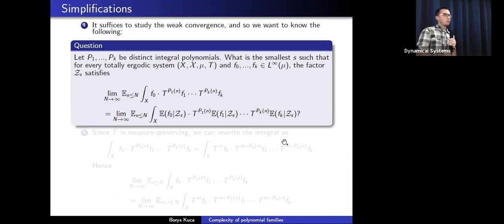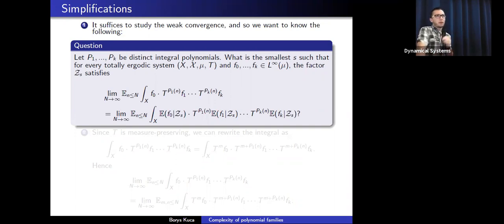Before I state my own results, I'll give several simplifications that will help motivate the results later on. As I explained before, it's enough to study weak convergence. And so we want to answer the following question, which is a variant of the previous question. Let's fix distinct integral polynomials. We want to know what's the smallest s such that for every totally ergodic system and every L infinity function, the factor Z_s satisfies the following equation. Here we're no longer talking about L2 limits. Here we have just limits of numbers because we replace functions by integrals.